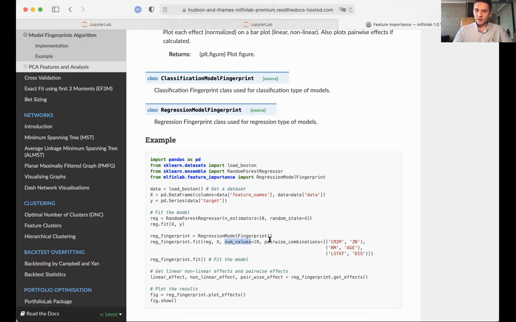Pairwise combinations tells what kind of pairwise interaction effects we would like to test for, because the number of combinations on 100 features is huge, and you would possibly like to generate only a few of them and test for them. So that's how model fingerprints works in the ML Lab package.